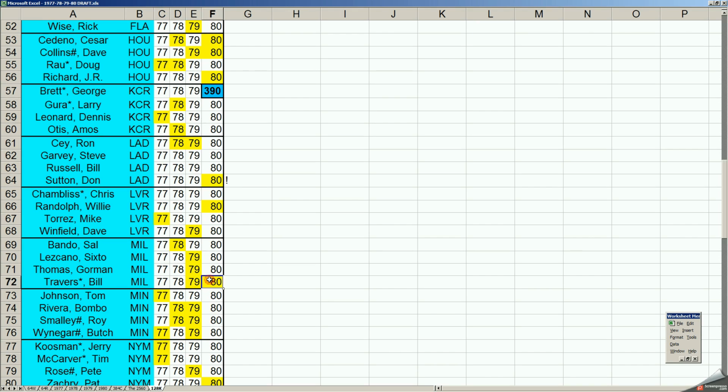Break up the Milwaukee Brewers, the young guns. They're starting to put it together, folks, in this era. Harvey's Wallbangers. Lezcano, Gorman Thomas have career years in '79.